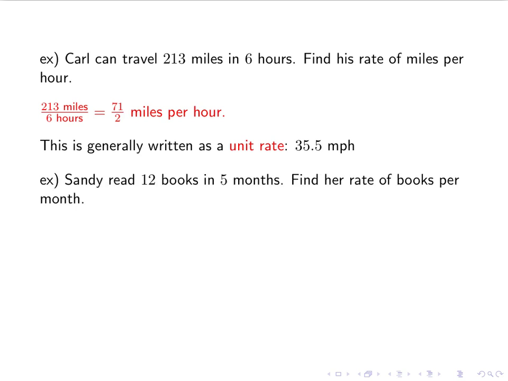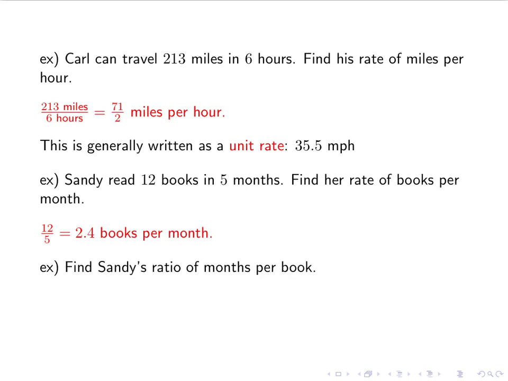So as another example, Sandy read 12 books in 5 months. Find her rate of books per month. So I want the books on top, the months on the bottom, so 12 over 5. And again, I can change that to 2.4 books per month.